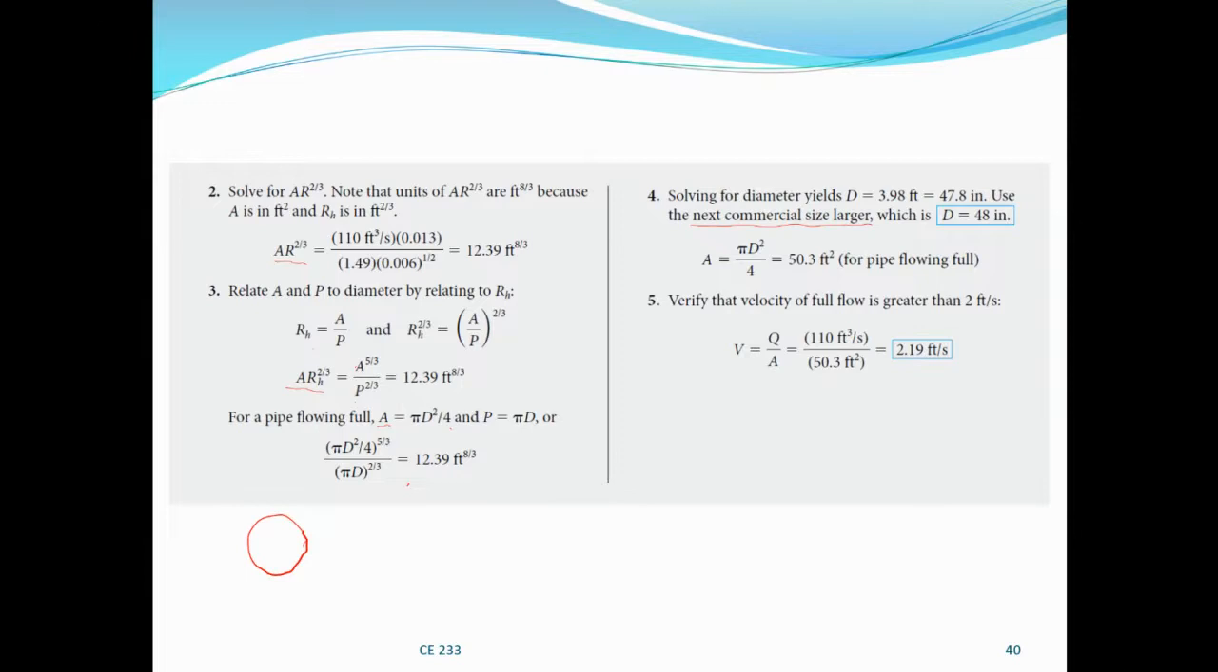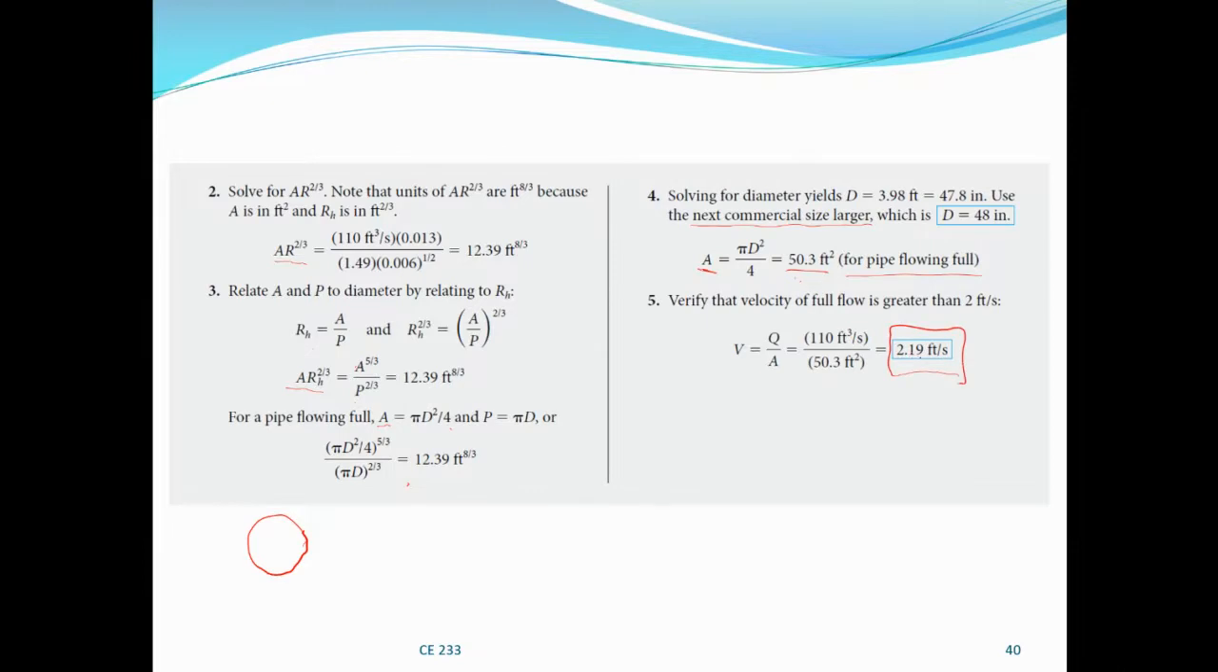And then once we determine the pipe diameter, we can determine the area now. So this is the area for pipe flowing full. We started as if it's not flowing full, applying the Manning's equation to find the diameter. Then for pipe flowing full, this is the area. And to verify that the velocity is at least the minimum of 2 feet per second, we use the given area now to see if the velocity will be greater than 2.